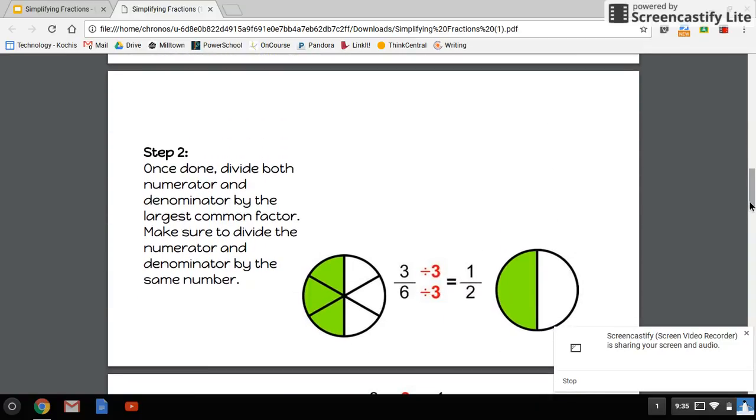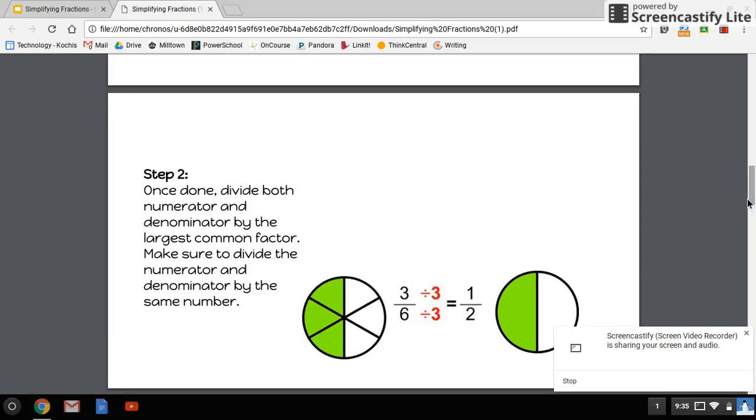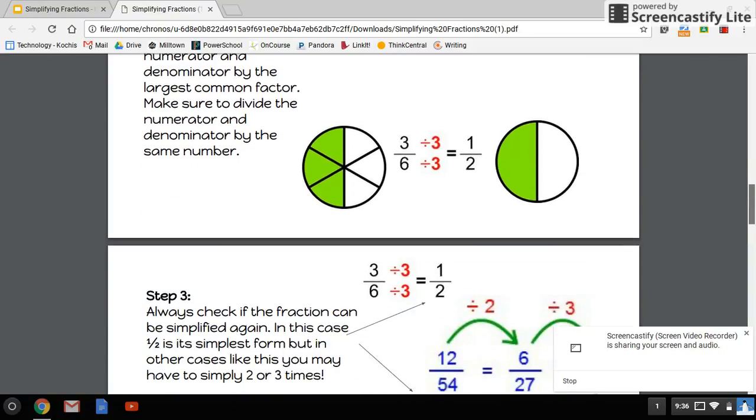So step 2, once done, divide both numerator and denominator by the largest common factor. Make sure to divide the numerator and denominator by the same number. So we got 3, these are common factors, so we divide by 3. 3 divided by 3 is 1, and 6 divided by 3 is 2, which is 1/2. So 3/6 is the same as 1/2.